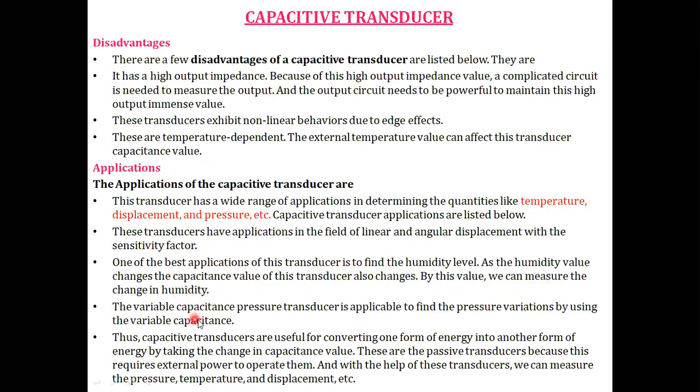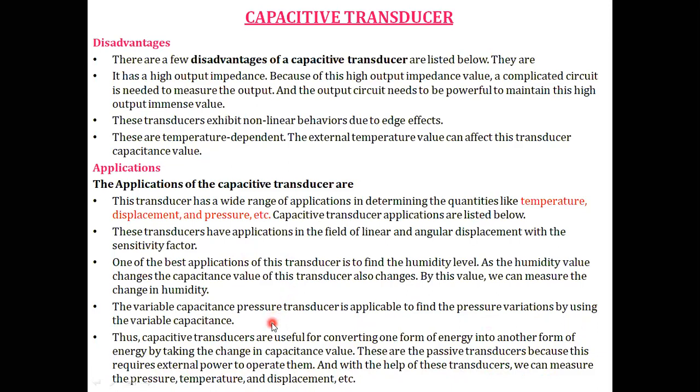The variable capacitance pressure transducer is applicable to find the pressure variations by using the variable capacitance. Thus, the capacitive transducers are useful for converting one form of energy into another form of energy by taking the change in the capacitive value. These are passive transducers because they require external power to operate. With the help of these transducers, we can measure the pressure, temperature, and displacement also. These are the applications of a capacitive transducer.